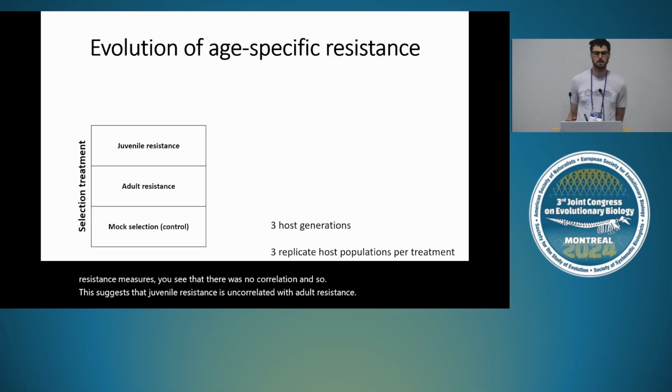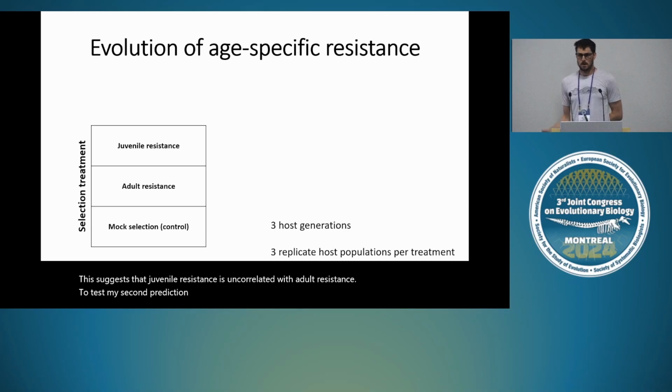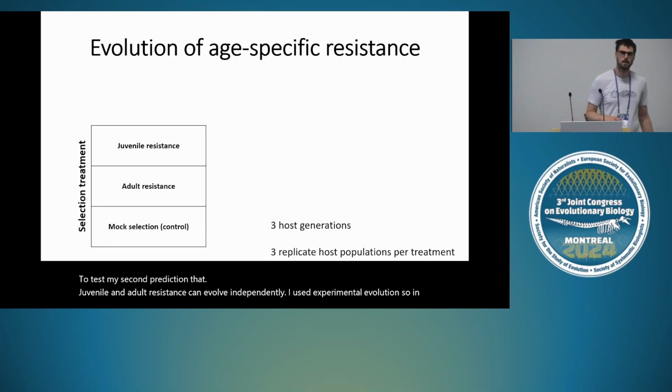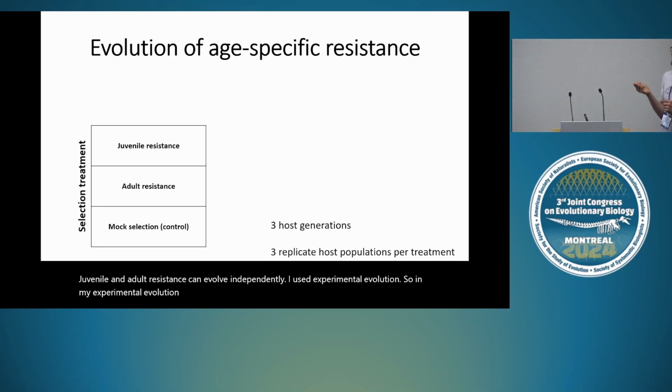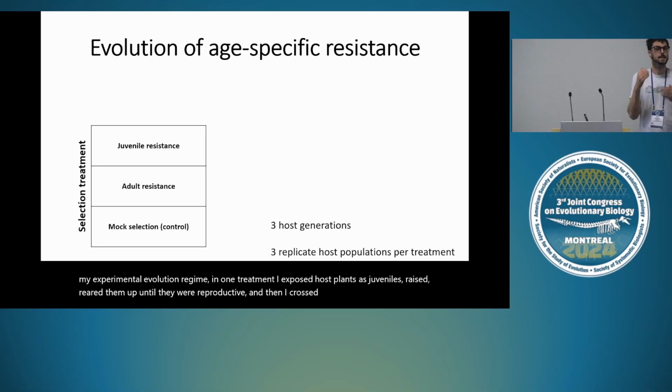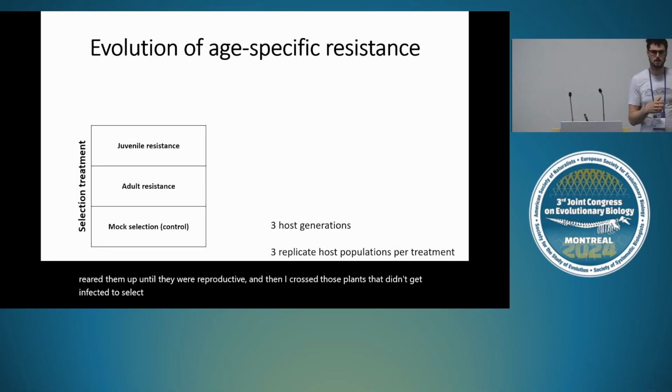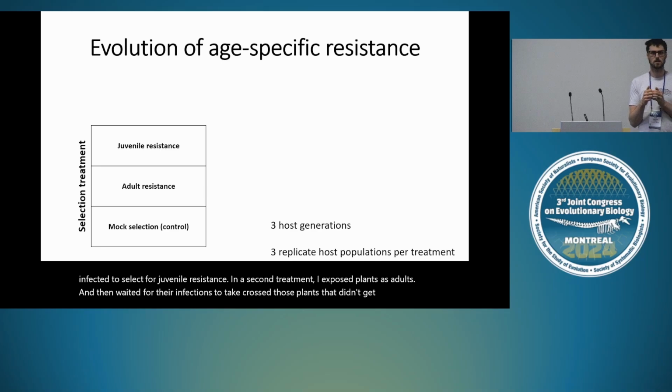To test my second prediction, that juvenile and adult resistance can evolve independently, I used experimental evolution. In my experimental evolution regime, in one treatment, I exposed host plants as juveniles, reared them until they were reproductive, and then crossed those plants that didn't get infected to select for juvenile resistance. In a second treatment, I exposed plants as adults, waited for the infections to take, and crossed those plants that didn't get infected to select for adult resistance.